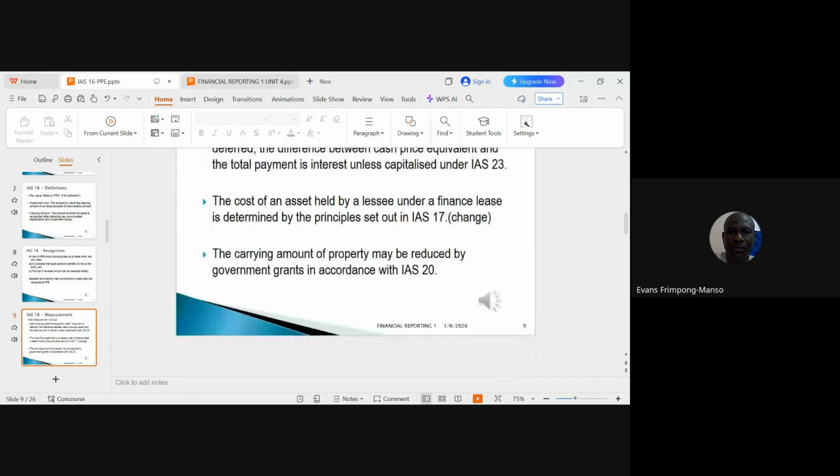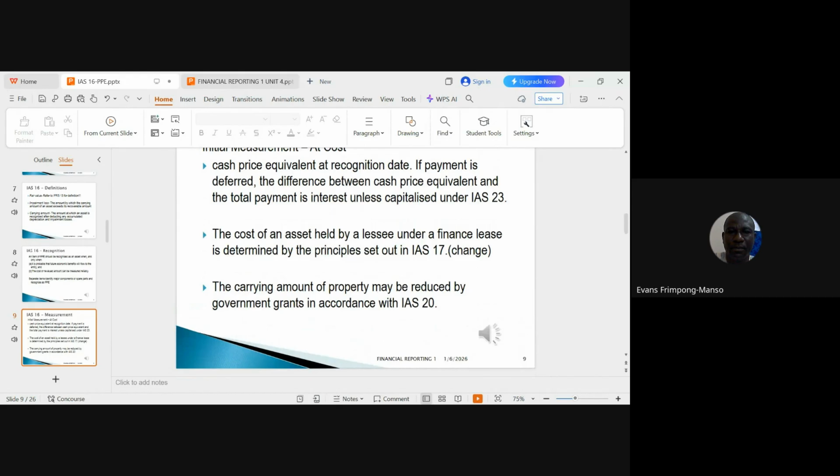Then we have subsequent measurement. I mean, after you have initial measurement, what happens?